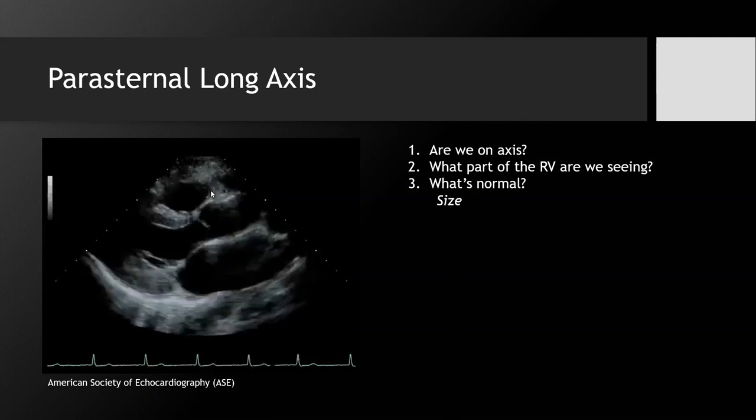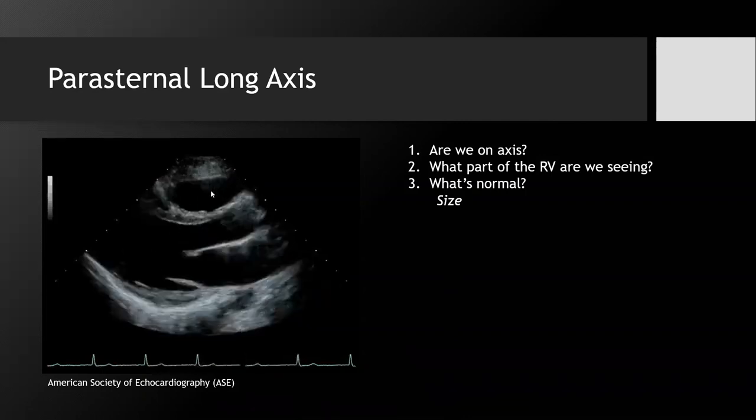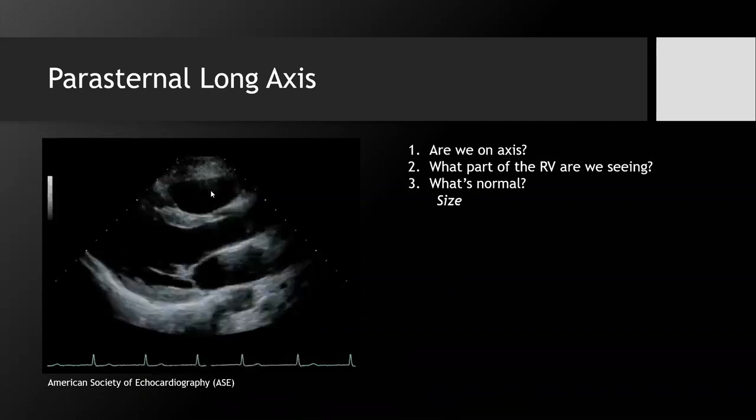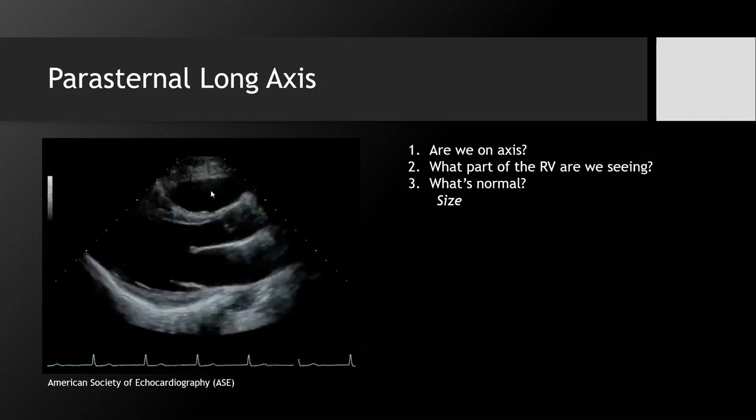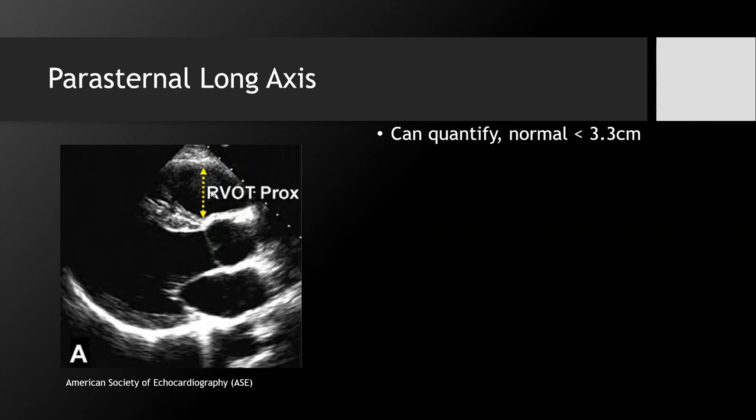So when you're going through your window sequentially and you're curious about RV function, when you're looking at this view, you're going to be logging in your mind, what is the RVOT size? Now, if you want to be a purist and take your advanced critical care echo boards, you can literally pause, measure, and normal should be less than 3.3 centimeters. That's not terribly difficult to do, but it's probably not something you're going to want to do on a regular basis.